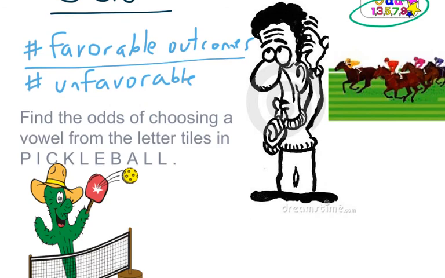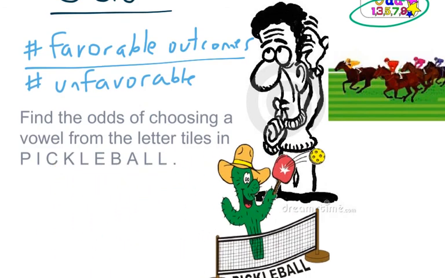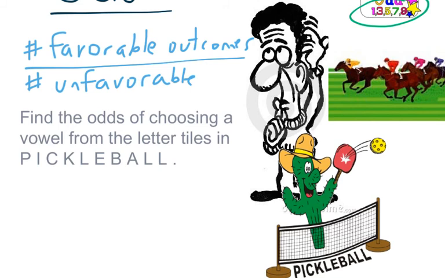All right, let's move on to pickleball. And we're going to find the odds of choosing a vowel from the letter tiles in the word pickleball. So imagine you had all these letter tiles spelling the word pickleball, and we just want to find the odds that it would be a vowel. So I'm going to do the number of favorable outcomes, or the number of vowels, and that would be I, E, and A. I have 3 letters that are vowels there. So 3 goes on top. That's my number of favorable outcomes.